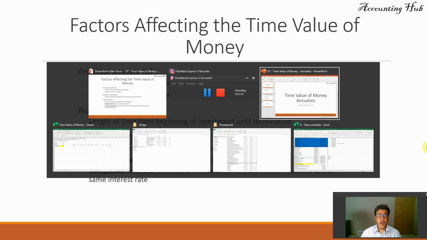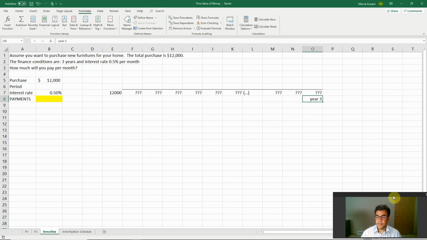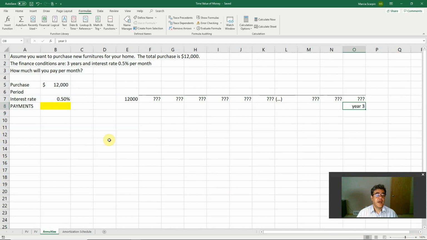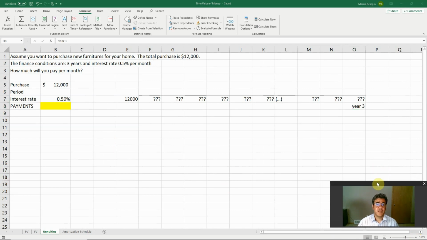So let's go to our Excel file. Let's increase it a little bit. Better. Assume you want to purchase new furniture for your home. The total purchase is $12,000. The finance conditions are 3 years and interest rate 0.5% per month or 6% per year. How much will you pay per month?